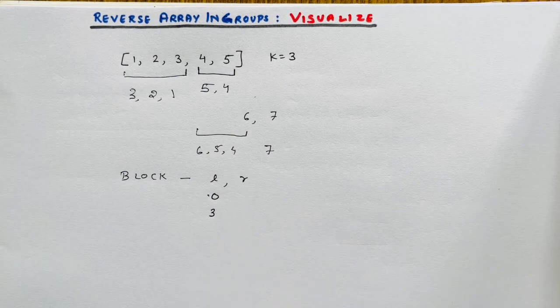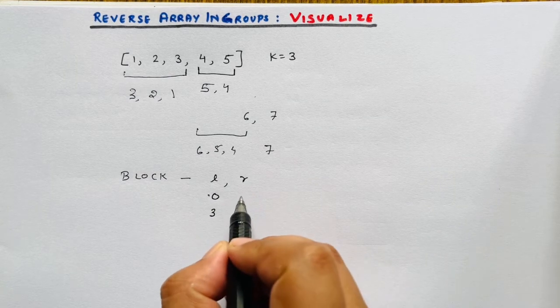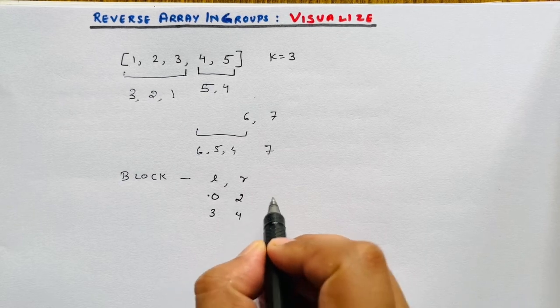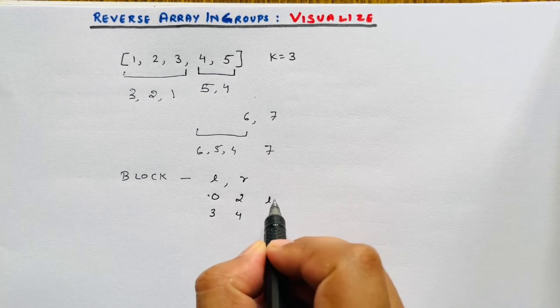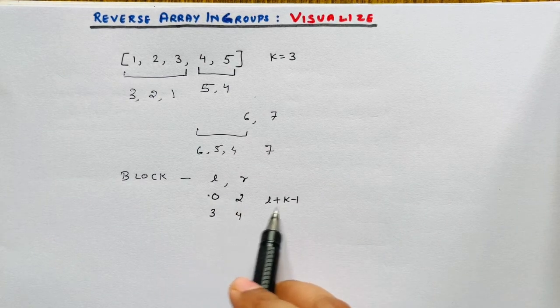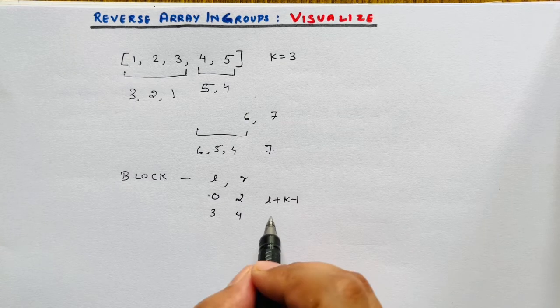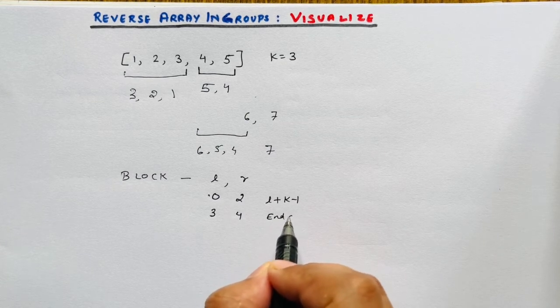Now how do we find the right index? Right index just seems to be here, 2 and 4. So this is basically your left index plus k minus 1, and so that 0, 1 and 2 form one block, while this is not L plus k minus 1. This is actually end of array.